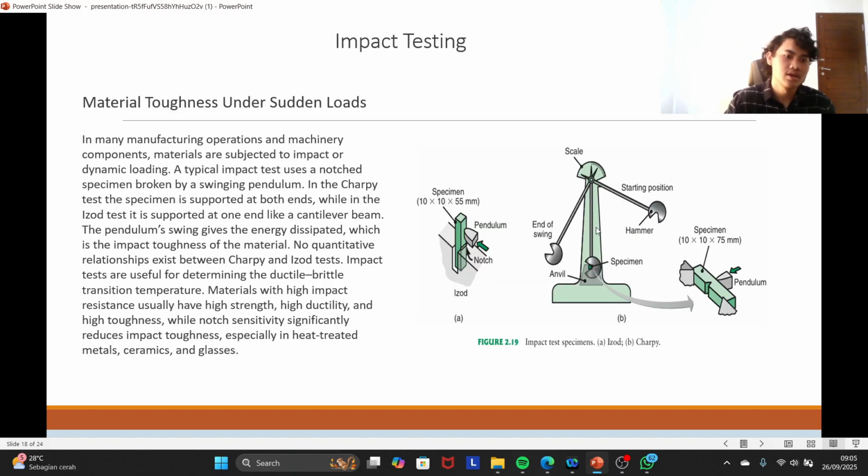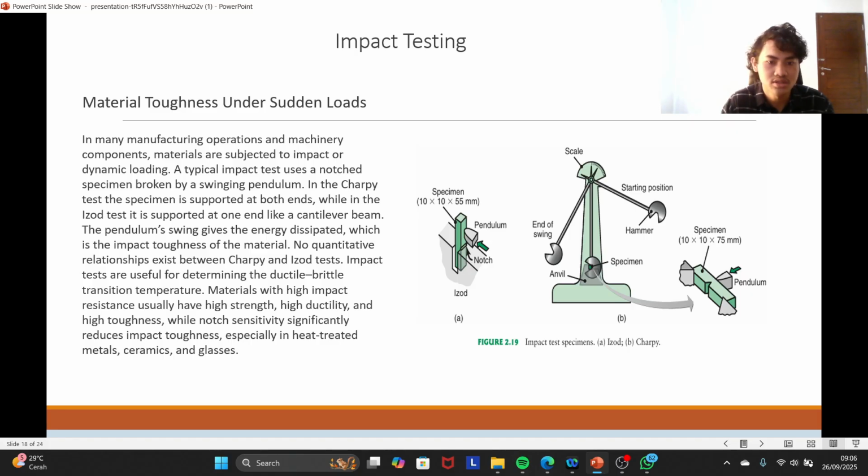Impact testing: in many manufacturing operations and machinery, component materials are subject to impact or dynamic loading. A typical impact test uses a notched specimen broken by a swinging pendulum. In the Charpy test, the specimen is supported at both ends, while in the Izod test, it is supported at one end like a cantilever beam. The pendulum swing gives the energy dissipated, which is the impact toughness of the material.